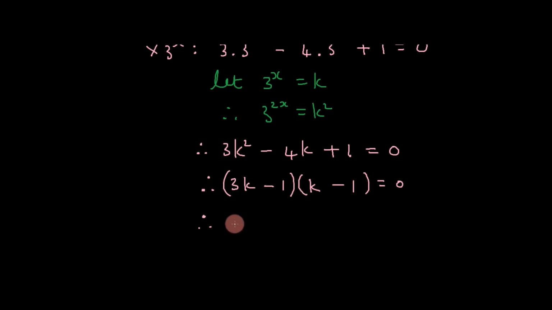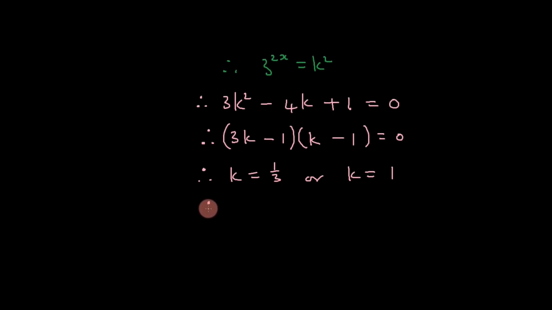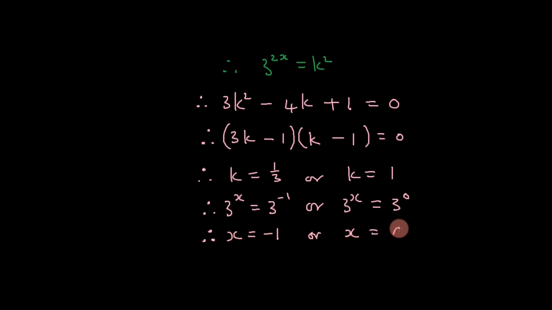And solving for k, we see that k is a third, or k is 1. We can bring our x's back in, so 3 to the x equals a third, which we can write as 3 to the negative 1. Or 3 to the x equals 1, which we can write as 3 to the 0, in order for the bases to be the same. Now in both equations, the bases are equal, so the powers must be equal. So x is negative 1, or x is 0.